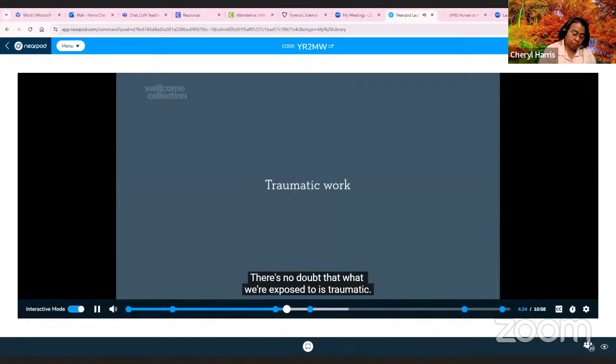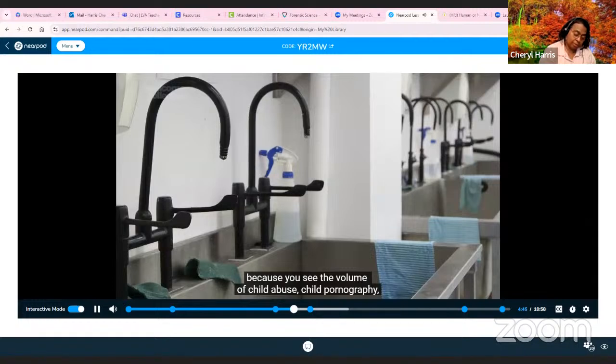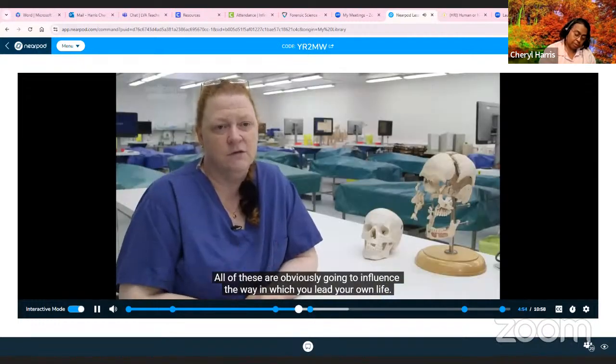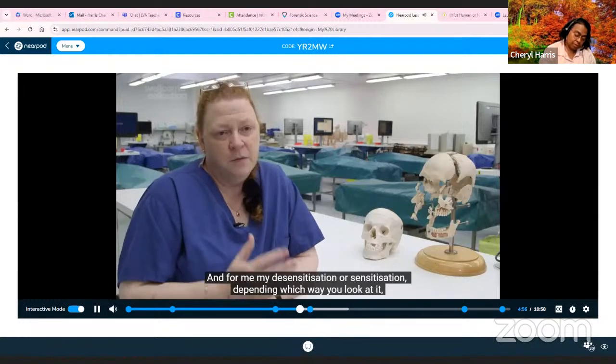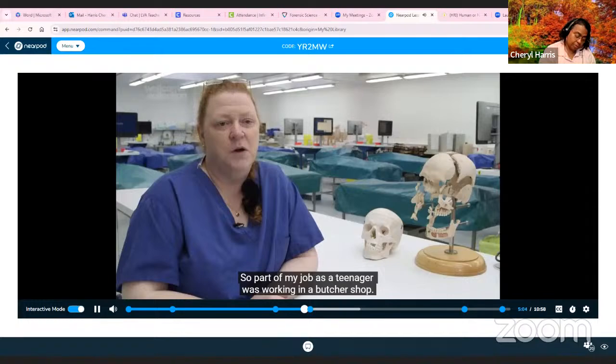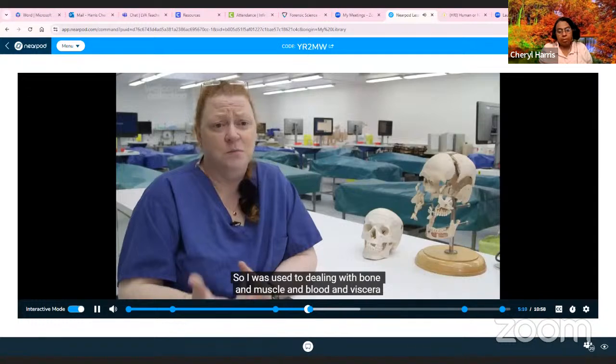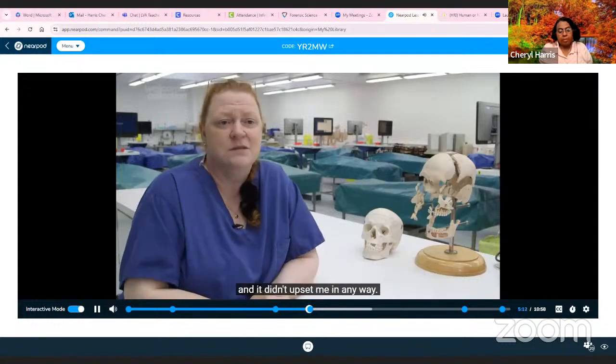There's no doubt that what we're exposed to is traumatic. You don't see the best side of life, and as a parent you become rather more protective perhaps than most, because you see the volume of child abuse, child pornography, you see murders, you see mass fatality events. All of these are obviously going to influence the way in which you lead your own life. And for me, my desensitization or sensitization, depending which way you look at it, really came about very gradually. So part of my job as a teenager was working in a butcher shop. So I was used to dealing with bone and muscle and blood and viscera, and it didn't upset me in any way.